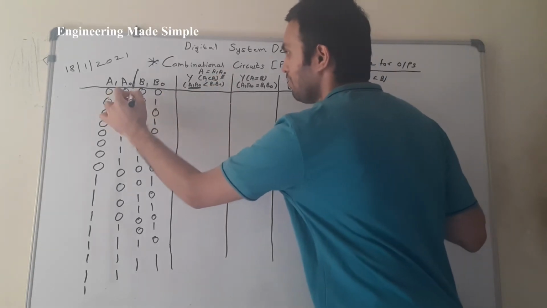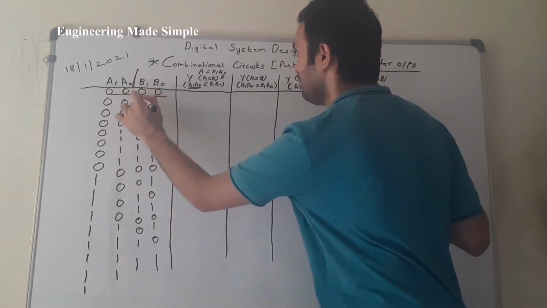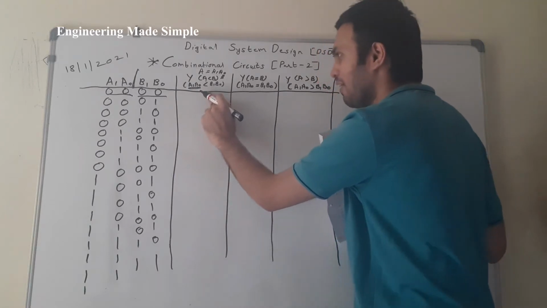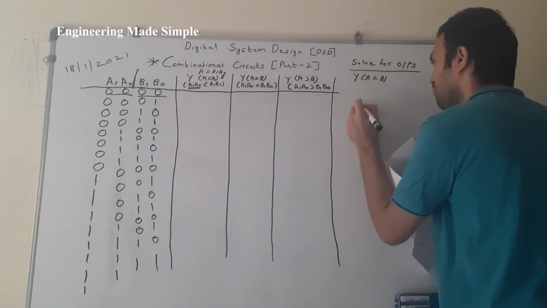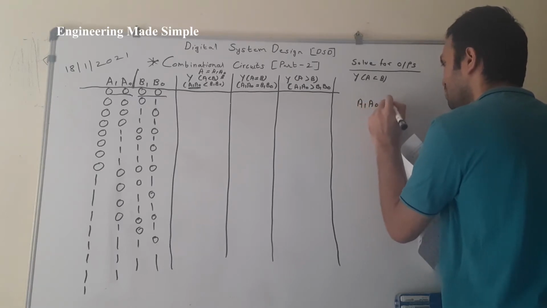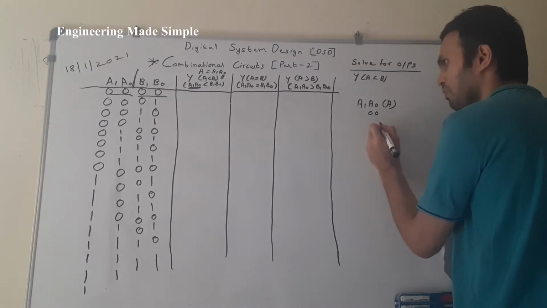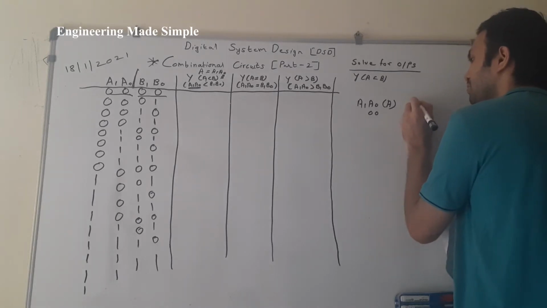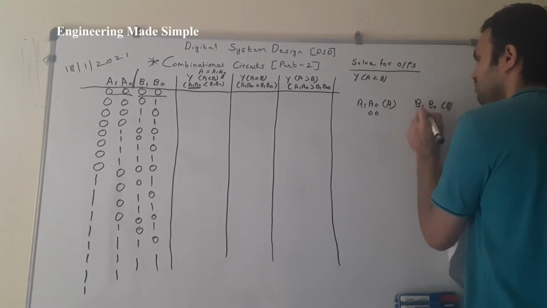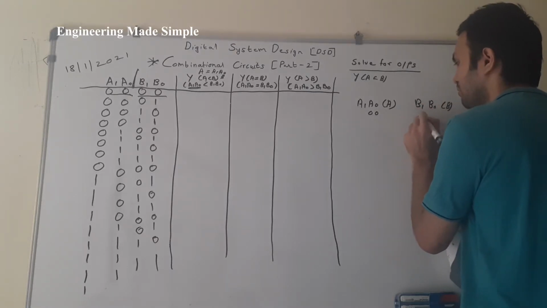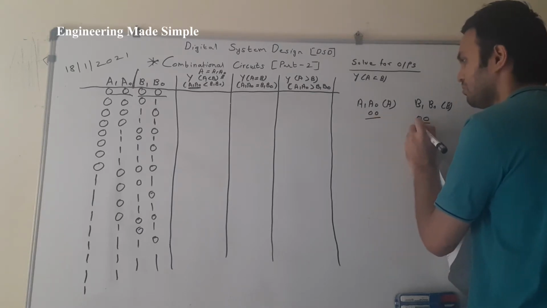So now you have to check whether A1 A0 is less than B1 B0 for the first output. Now understand it in this way. What is the value which corresponds to A for the first row of the truth table? A1 A0 is 0 0, and B1 B0, which stands for B in total, is also 0 0. As you can see, both these values are equal.